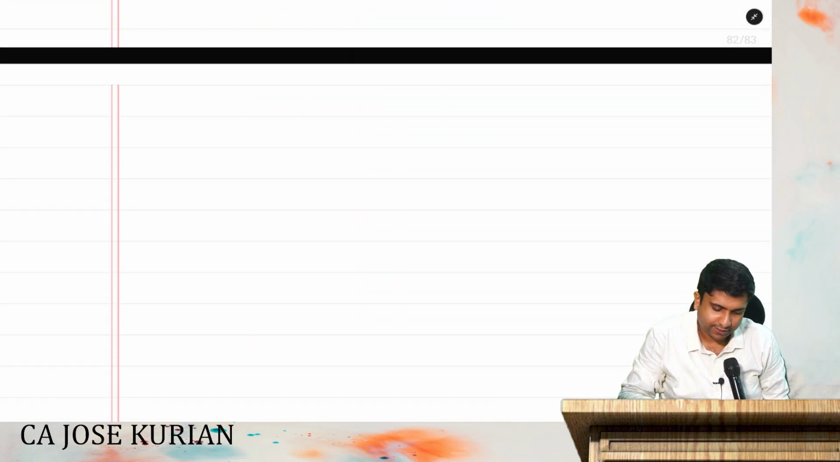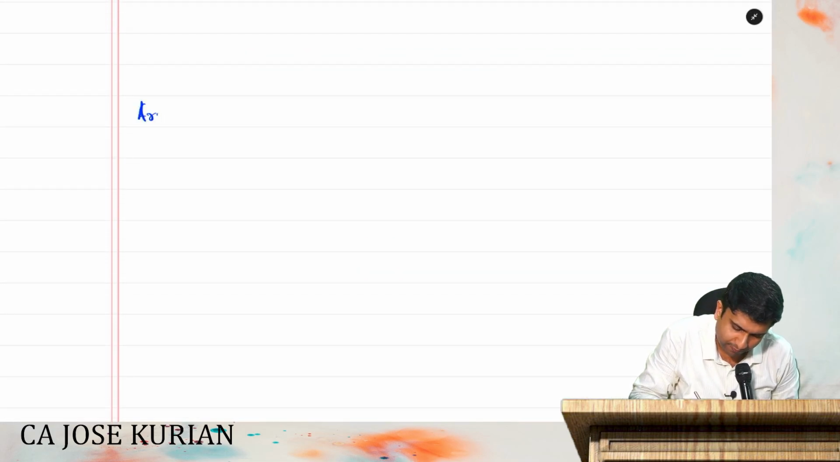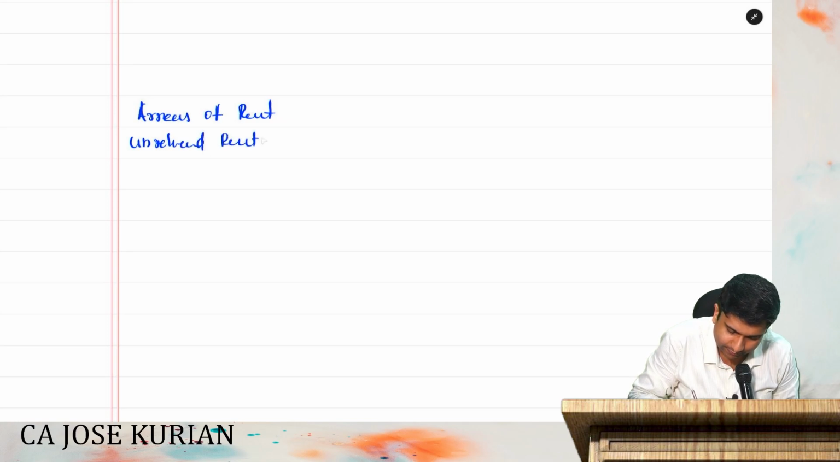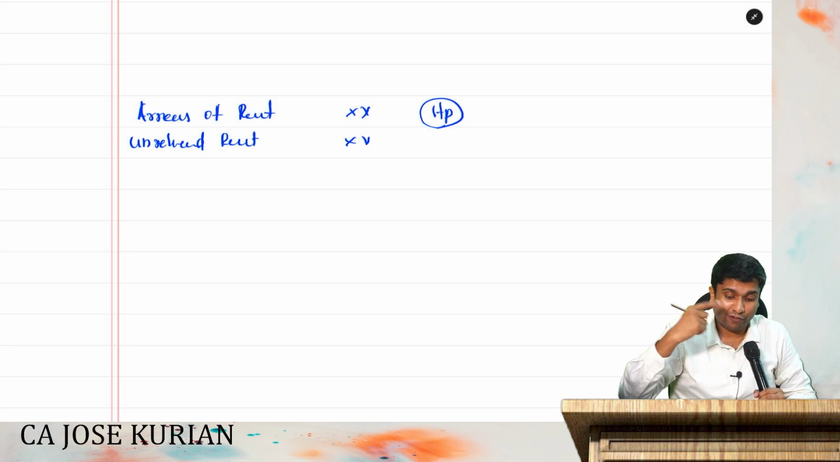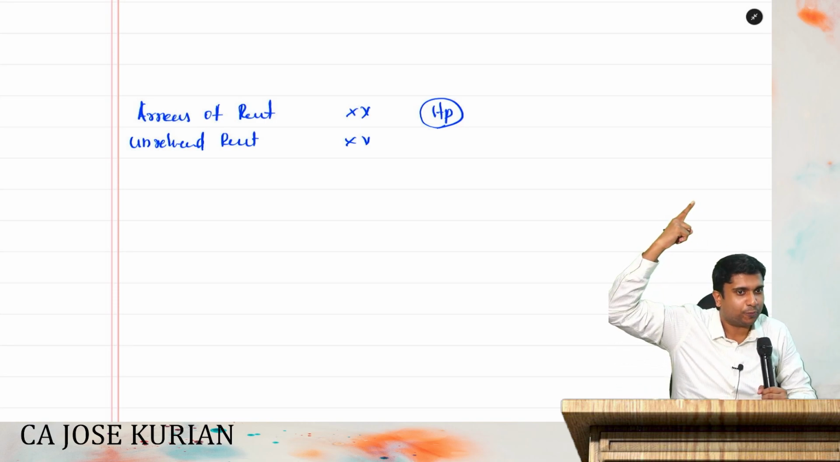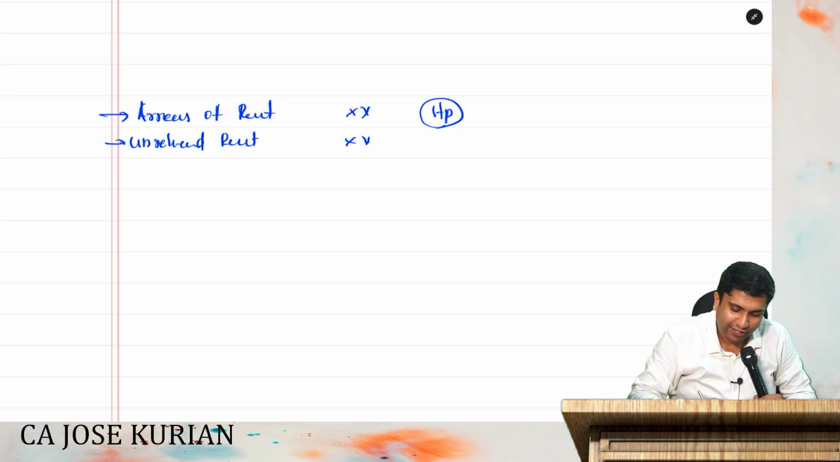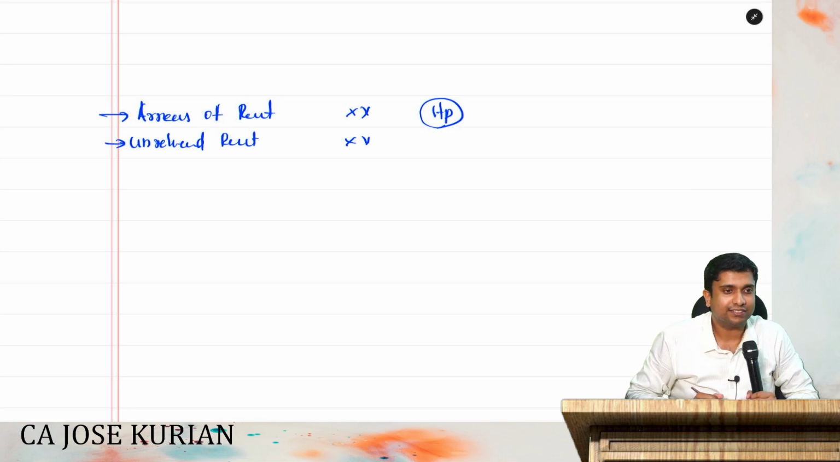So the point is very simple. Both arrears of rent and unrealized rent have to be assessed under the head house property, irrespective of the fact that whether you own that house property in the year of receipt of arrears of rent or unrealized rent. What do you mean by that?